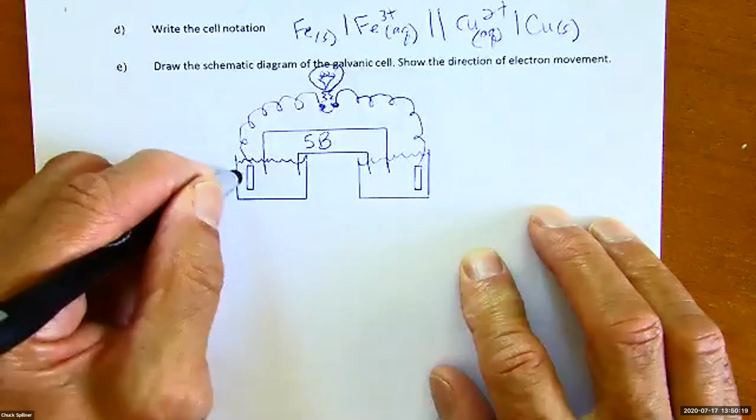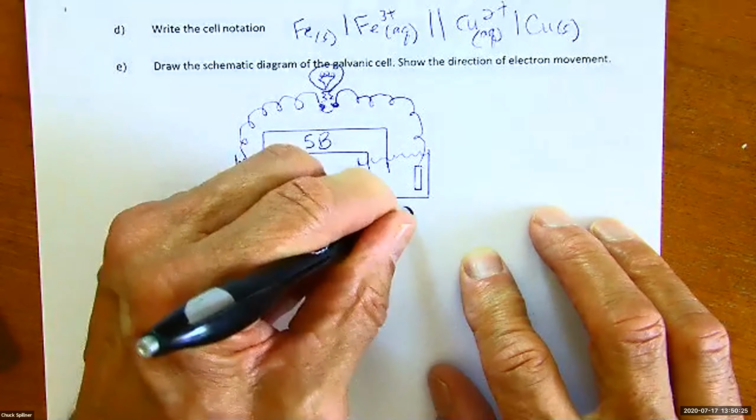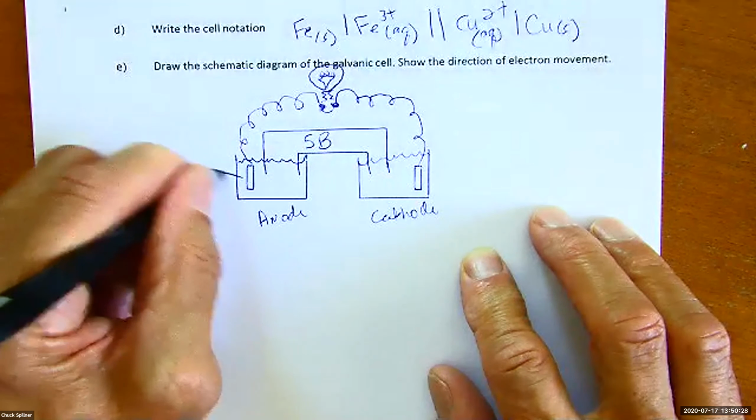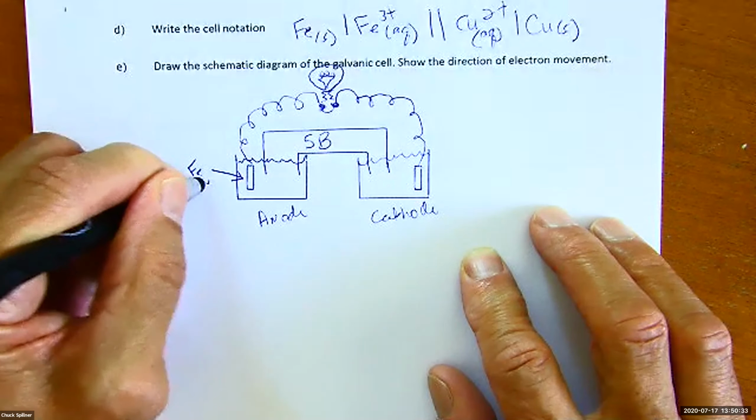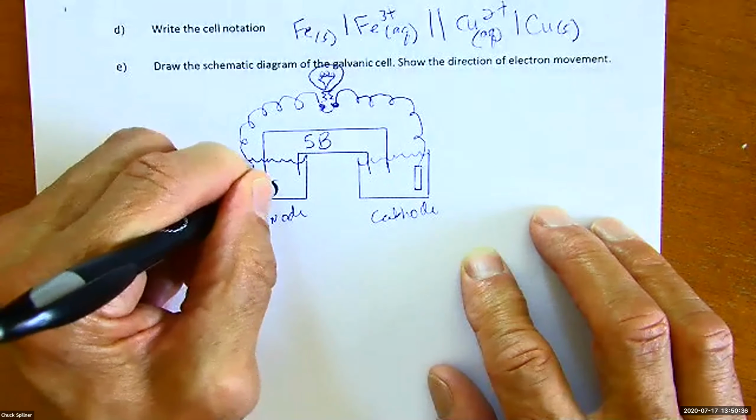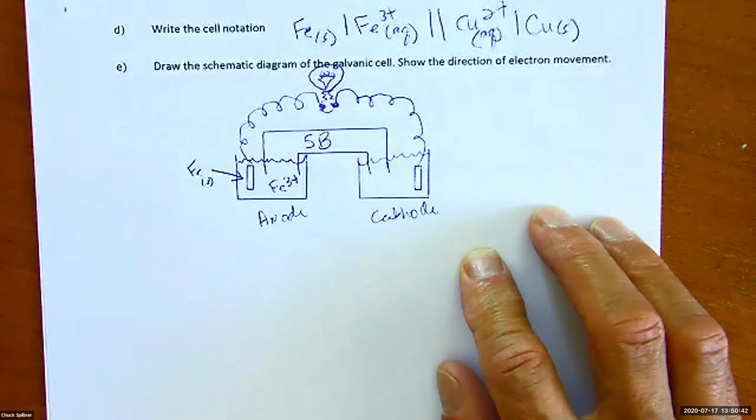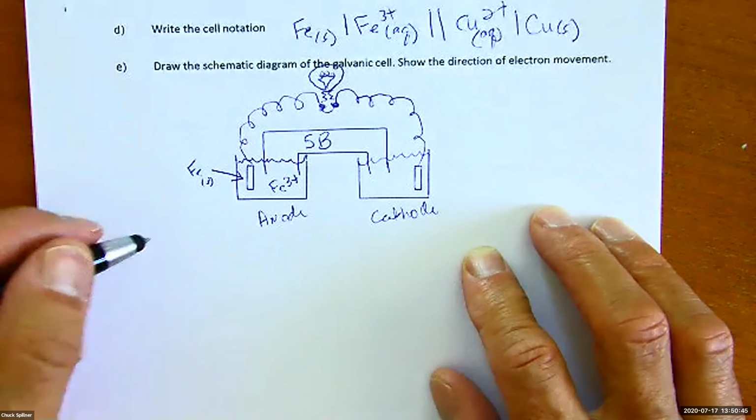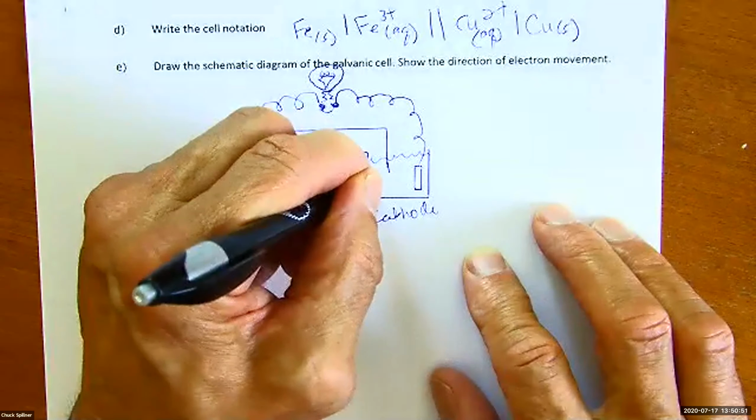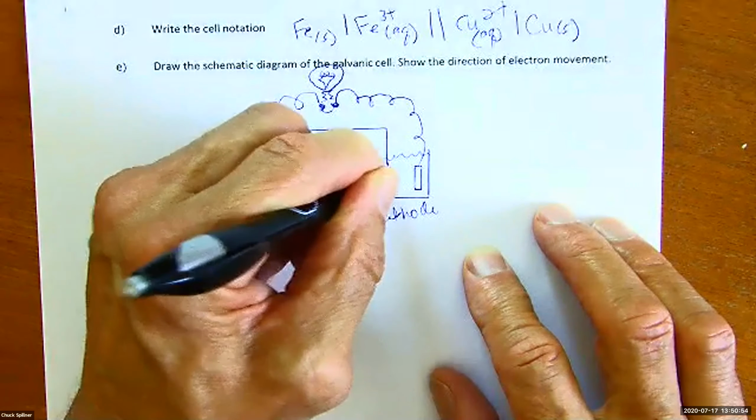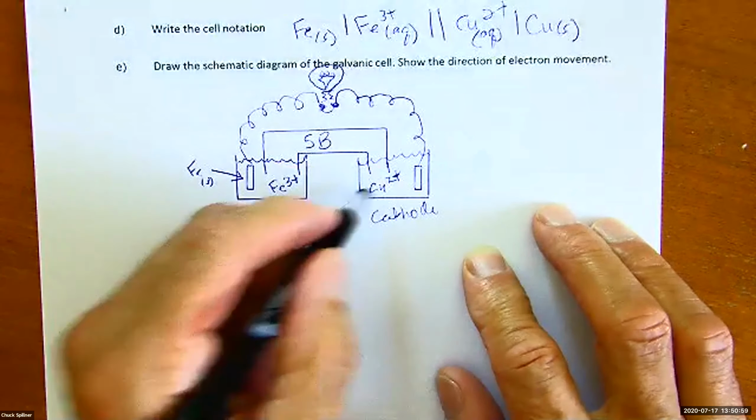So now I've got to fill in the parts of this cell that come from my cell notation. So this is the anode side, anode, cathode. And my anode electrode is going to be iron, solid. And my solution is going to contain iron 3+ ion. And that could be iron chloride, iron nitrate, something like that. And on the cathode side, I'll just put in my copper ion.